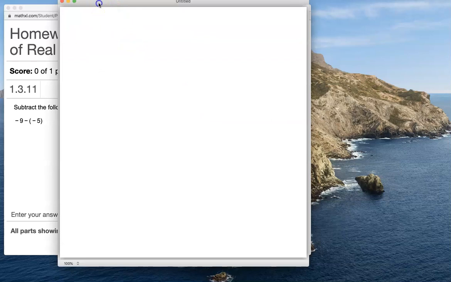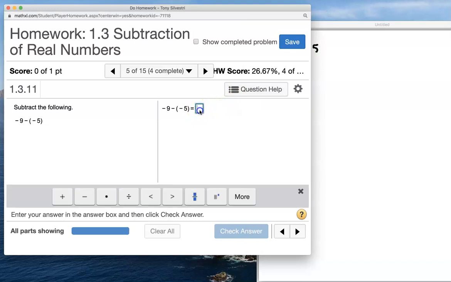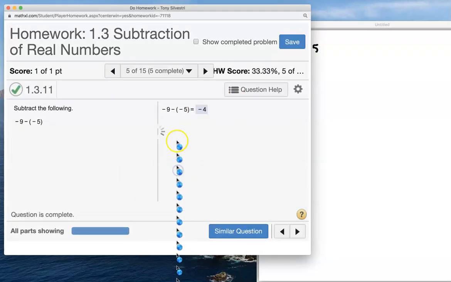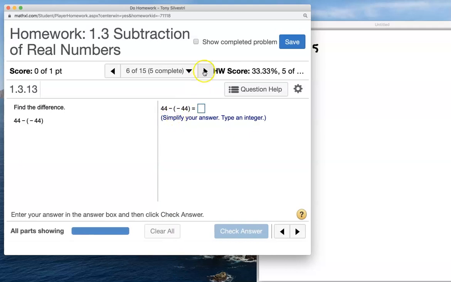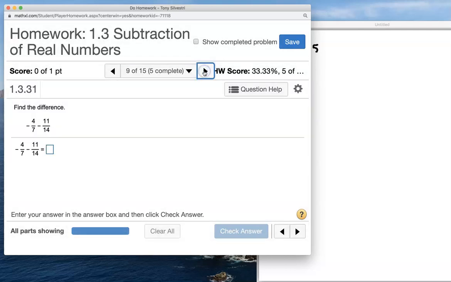Okay. Let's come over here. Negative 9. What did I say? Double negatives. Add the opposite, plus. And this will be negative 4. Enter. So I'm going to probably skip a few of these next ones. Yeah, I'm going to skip a few of these for you to do.